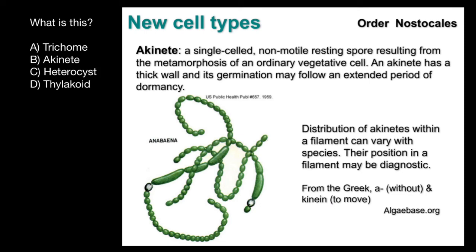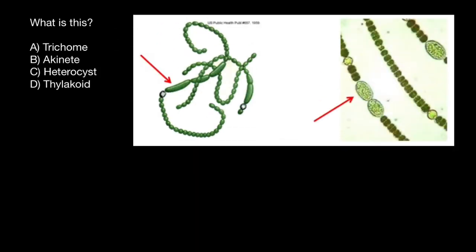Now we can return to our question, and now everyone would be able to answer this question. The structures shown here with arrows would be Akinete. Answer B.